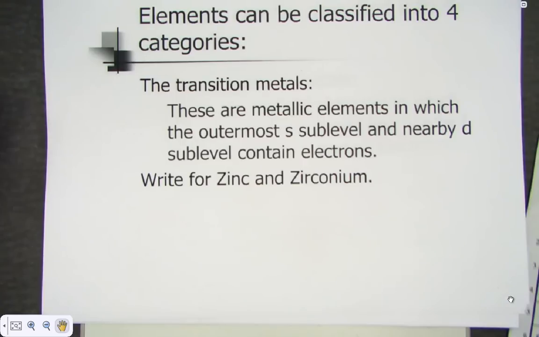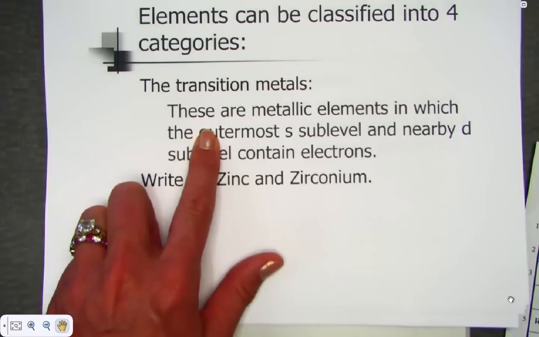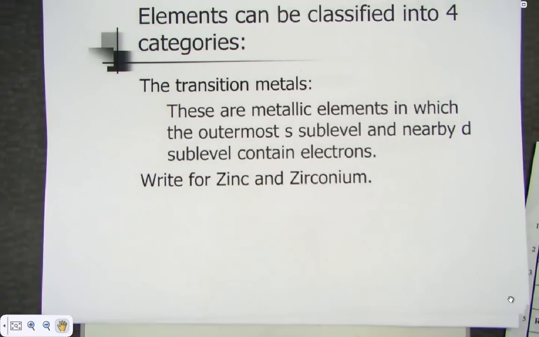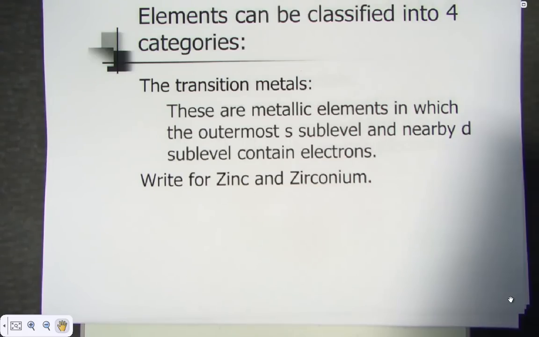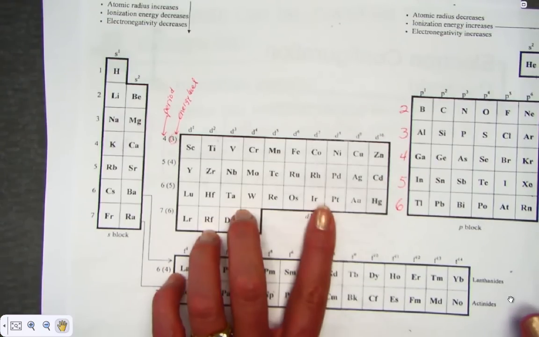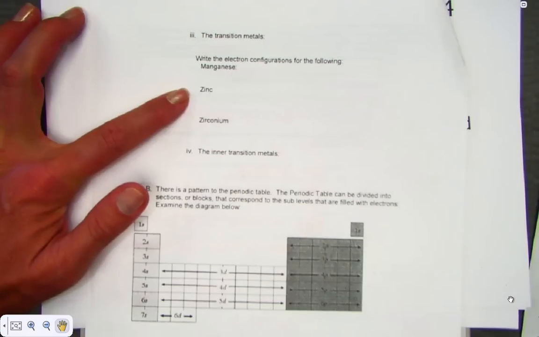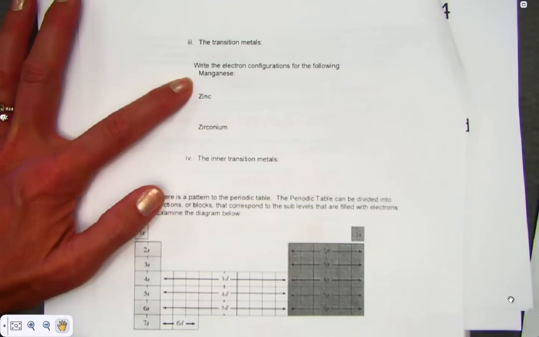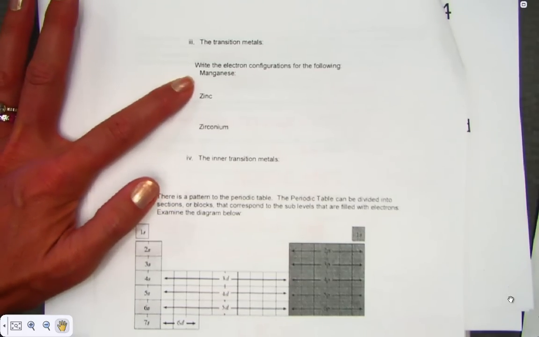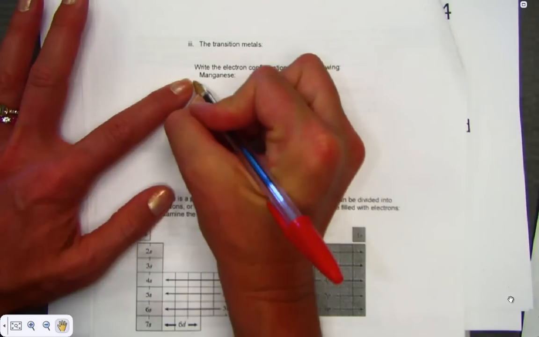Let me repeat the definition for us. Transition metals are metallic elements in which the outermost s sublevel and nearby d sublevel contain electrons. Transition elements, those shorties in the middle, are what we call the d block. Now let's show the trend in terms of zinc and zirconium. Oops, and I didn't put on the PowerPoint slide. Manganese. We can start with manganese. Mn. Mn is number 25.